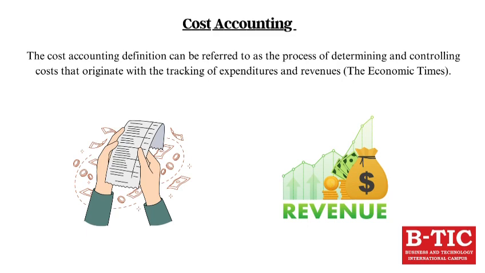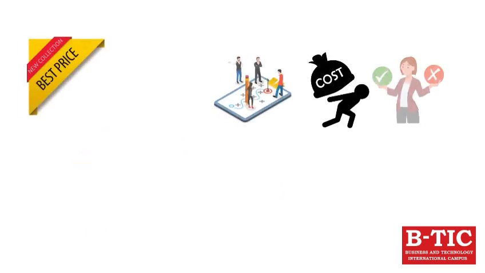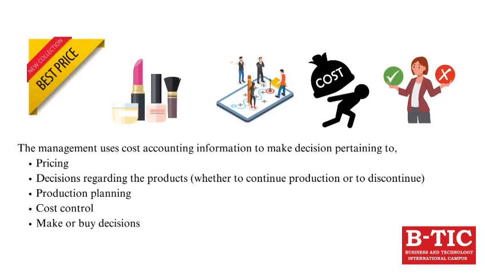When preparing accounting information related to costing, it is essential to follow a set of standards and rules. The management uses cost accounting to make decisions pertaining to pricing. What is the best price to sell a product? Decisions regarding the products, whether to continue or discontinue a product. Production planning, cost control, make or buy decision.